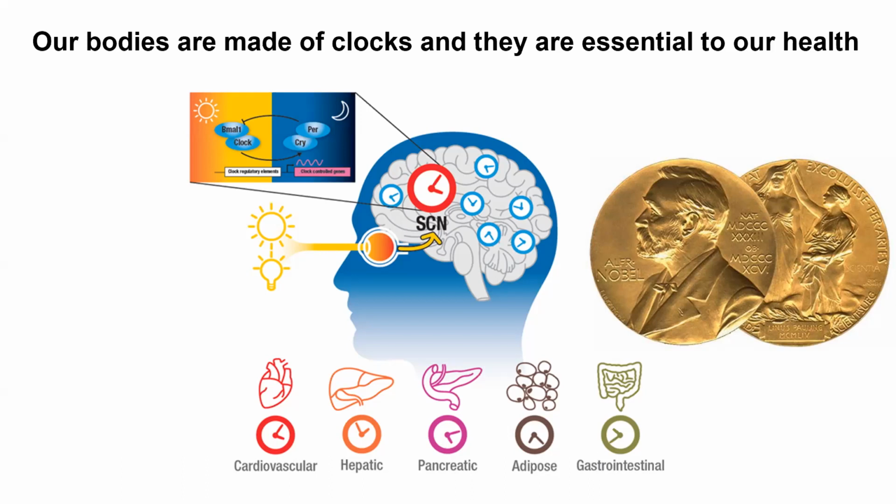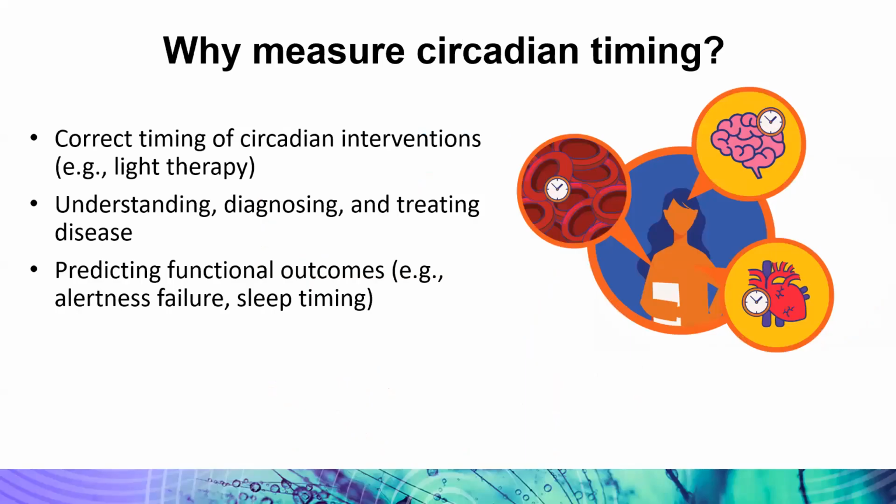We think this clock is essential to so many areas of health. So how do we do that? There are many reasons we would want to be able to accurately measure the circadian clock, both clinical and non-clinical. One would be correct timing of circadian interventions, things like light therapy or drugs that have different effects at different circadian phases, so the idea of chronotherapy.